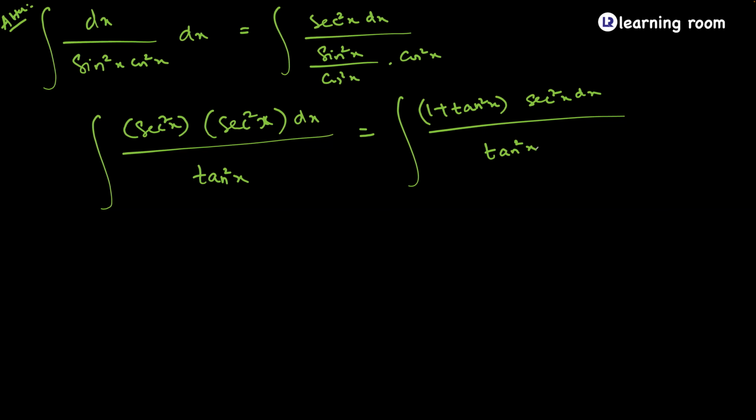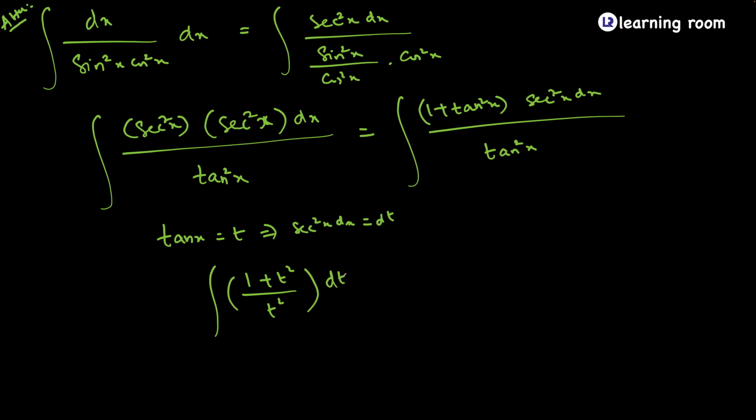Right. Now what can you do? You put tan x as t, that implies secant square x dx will be dt. So integral of 1 plus t square by t square times dt. This will be integral of 1 by t square plus 1 times dt. So what is the integral of 1 by t square? It is minus 1 by t. Plus what is the integral of 1? It is just t plus c. You got the answer.